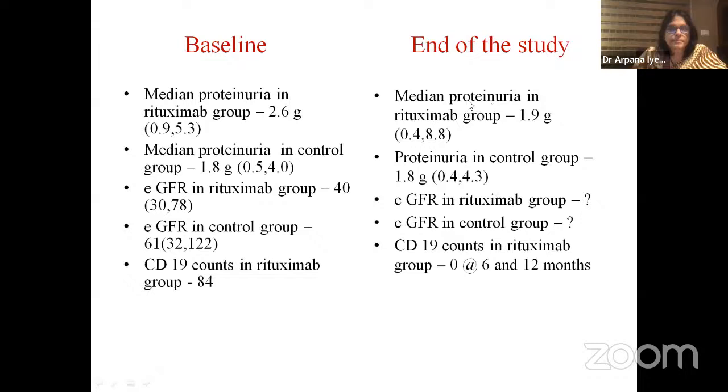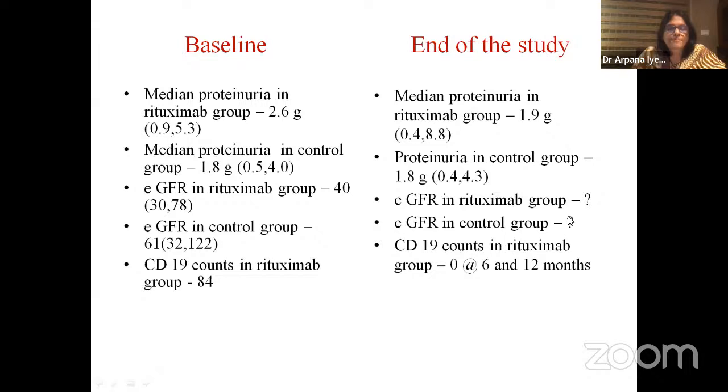But as you can see, at the end of the study, median proteinuria in the rituximab group fell down to 1.9 grams with a range of 0.4 to 8.8. But as we learn further, there was no statistically significant difference between the baseline and the end of the study. Similarly, in the control group, there was no statistical difference. The median proteinuria in the control group at the baseline and at the end of the study was the same, 1.8 grams. And very important to note is eGFR in the rituximab group and the control group.